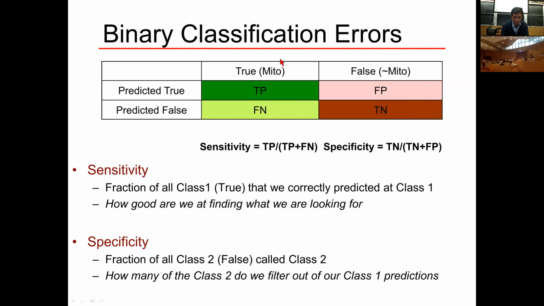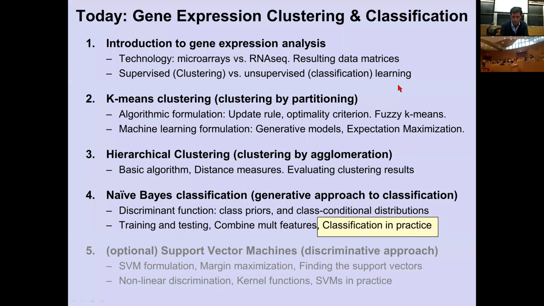Basically, your true positives are the ones that are truly in the class and called that class. And false positives are the ones that you're calling true, but in fact are false, and so forth. And then there are some examples of how this is done in practice, basically classifying a new protein using exactly this Naïve Bayes approach.